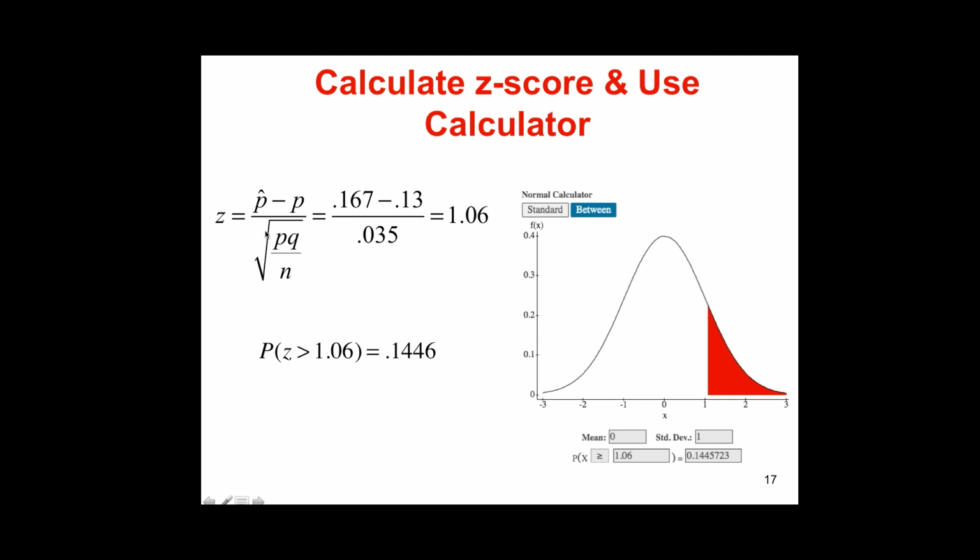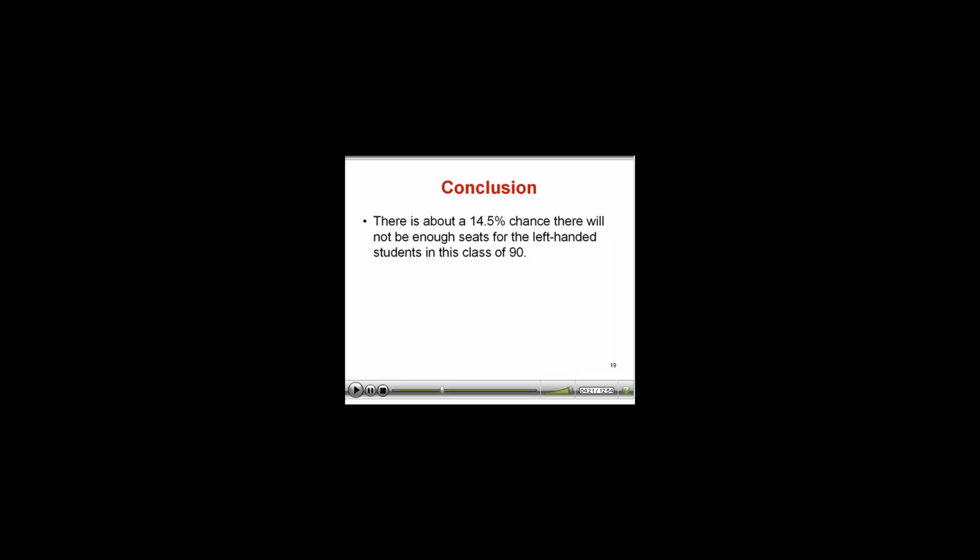So the next step is to convert the sample proportion 0.167 into a z-score. So if you remember the formula for the z-score, we're going to take the sample proportion minus the hypothesized mean of 0.13 divided by that standard deviation we just calculated. So the z-score corresponding to 0.167 is 1.06. So using the normal calculator from StatCrunch, we find the area above 1.06 to be 0.1446. So for the final and most important step, wrap up the problem and state your conclusion clearly in the context of the problem. There is about a 14.5% chance there will not be enough seats for left-handed students in this class of 90.